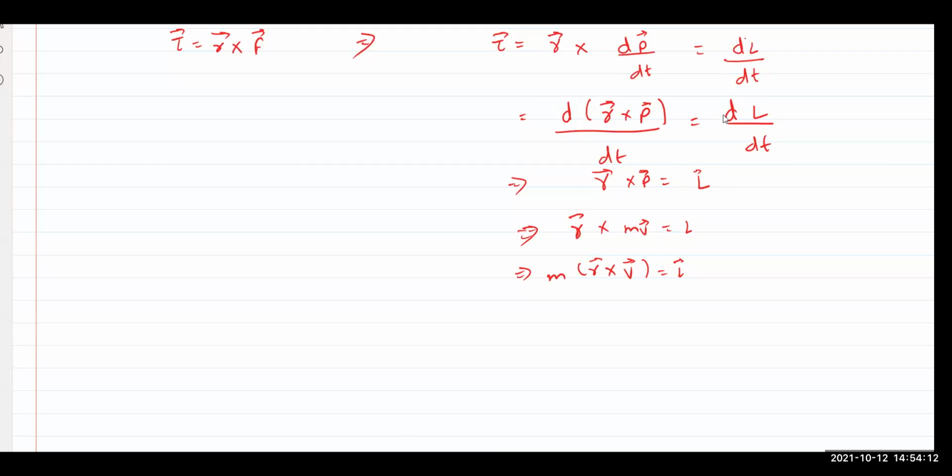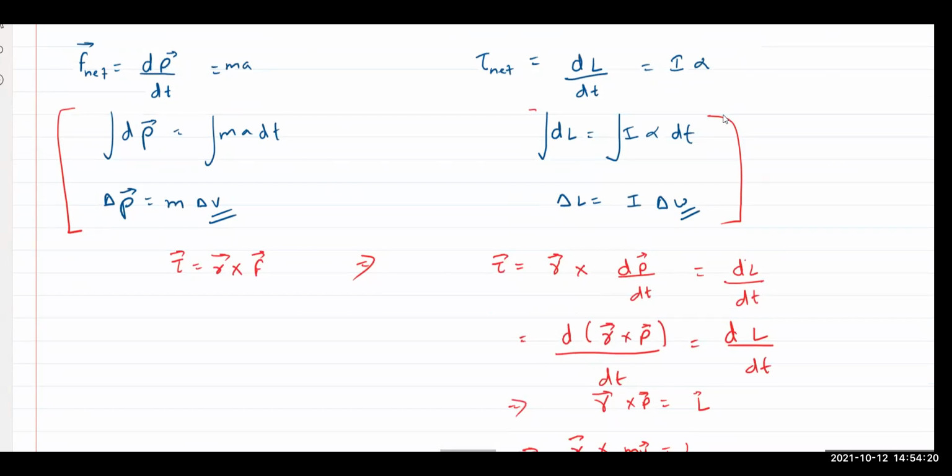Okay, nice, very good. Now, as I told you, always try to relate your translation motion with rotation motion. Our concept will be very clear. So make a two-column table over here. Let us try to make a table. Translation, and here we have rotation.